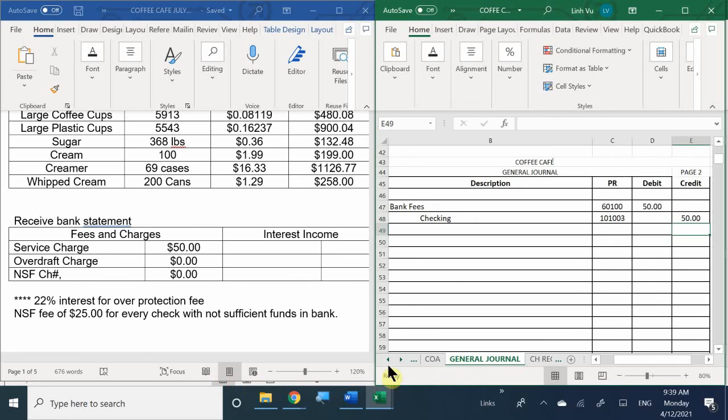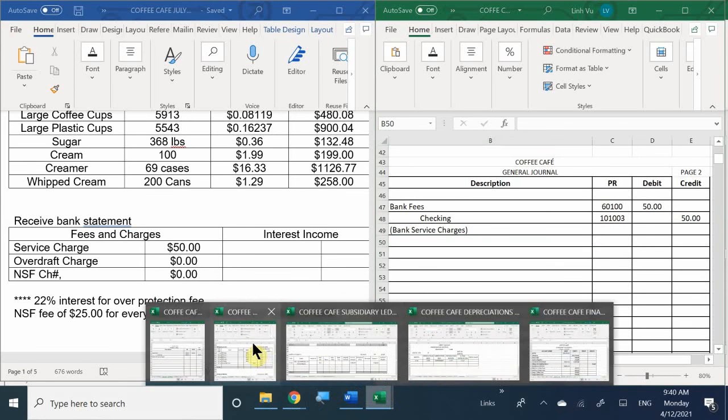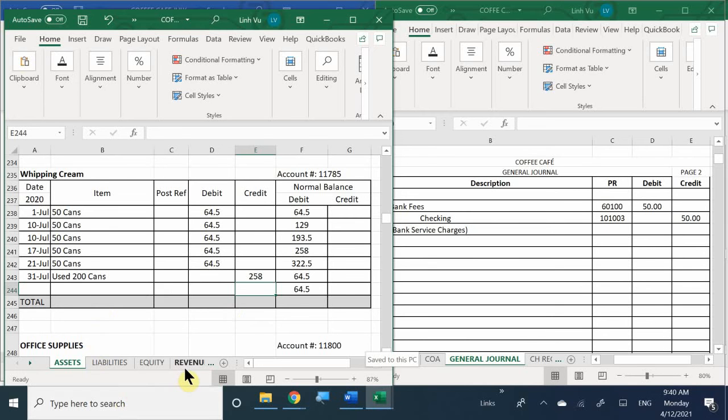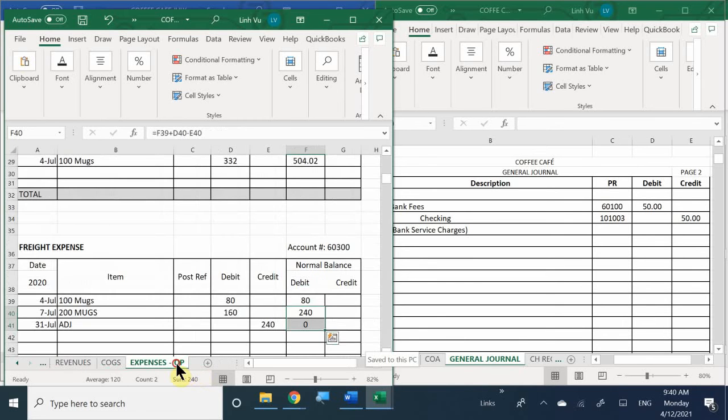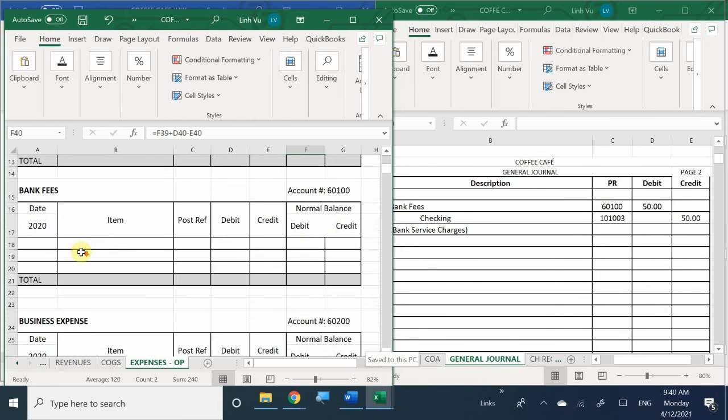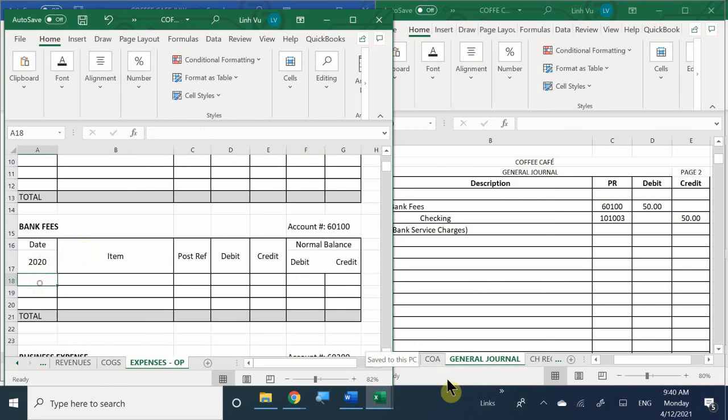Okay. And then I'm going to write right here, bank service charges. Okay. So now we're going to go to my ledger and recognize a few things, right? We're going to go to expenses, go up to bank fees. Here we are, bank fees. Bank service charges for $50.